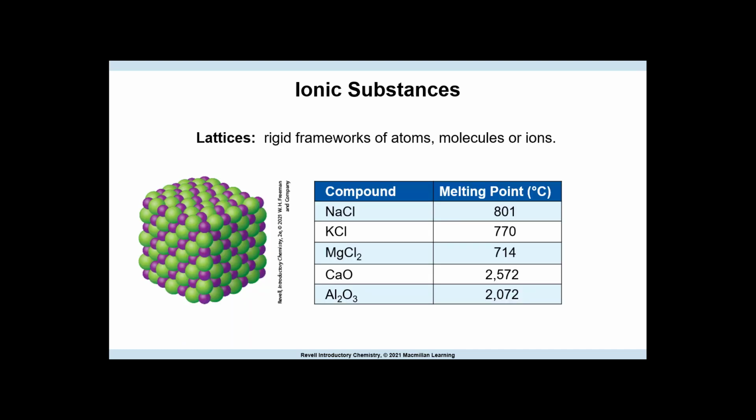We first talked about ionic compounds in chapter 5. In these compounds, positive and negative ions pack tightly together in rigid frameworks called lattices. Because the interactions between the ions are so strong, it takes a tremendous amount of energy to disrupt the lattices. As a result, most ionic compounds have very high melting points. These substances also tend to be very hard and very brittle.